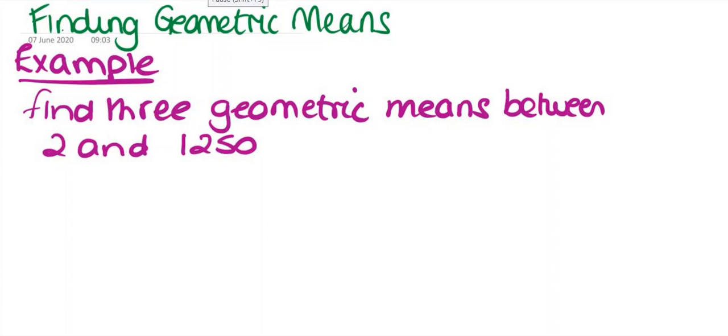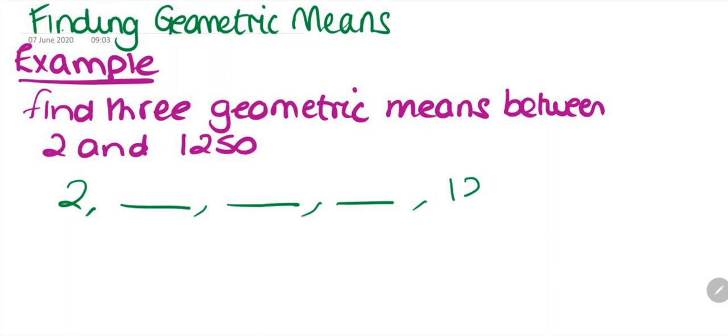Okay, we're going to look at finding geometric means. This is example 3. And the question says, find the 3 arithmetic means which is between 2 and 1250. So we know this, we have the first term as 2, and then we know that there is 3 that we need to find. And we're told that we have 1250.